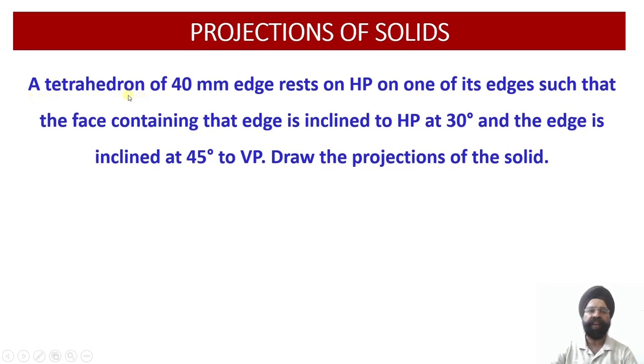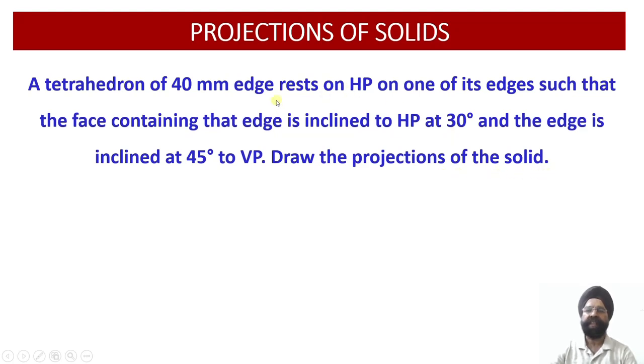So a tetrahedron of edge 40 millimeter rests on the horizontal plane on one of its edges such that the face containing that edge is inclined to the horizontal plane at an angle of 30 degrees, and the edge on which it is resting on the horizontal plane is further inclined with respect to the vertical plane at an angle of 45 degrees. So we are required to draw the projections of the solid.